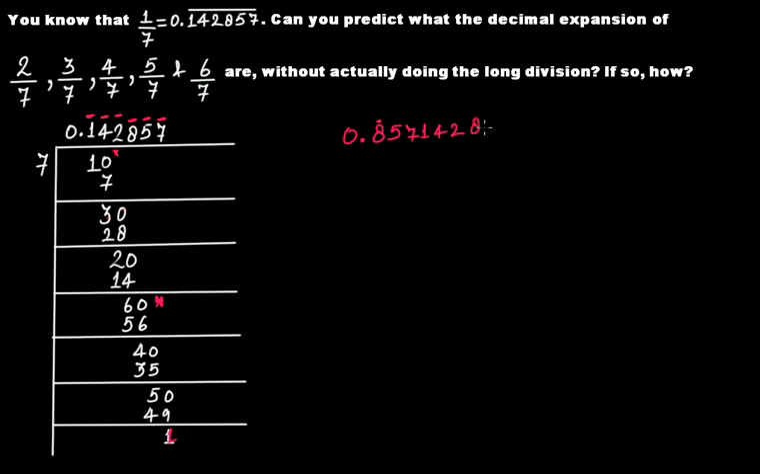It means that 857142, 857142, it is equal to 0.857142, and this bar will be on this one.